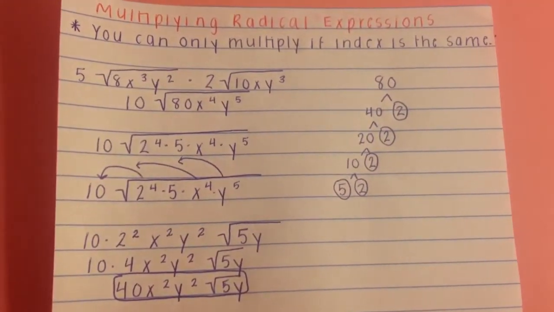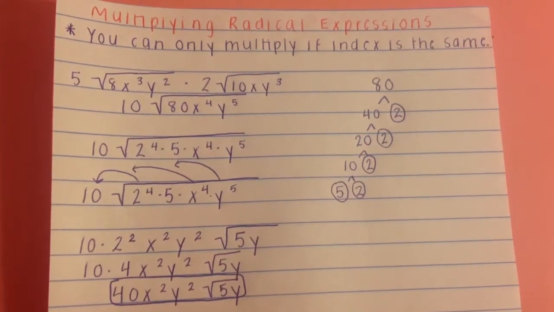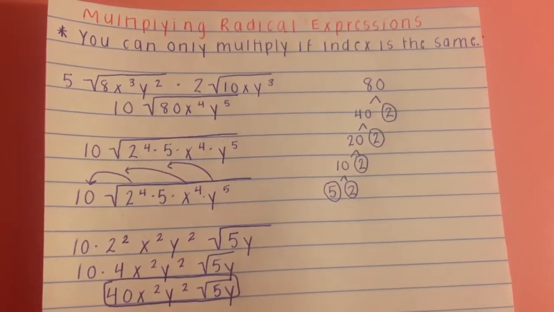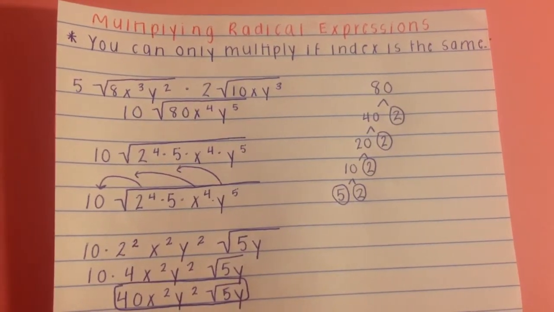Next, we'll look at multiplying radical expressions. Now, you can only multiply if your index is the same, so that's a common mistake. You have to make sure that the index is the same before you start multiplying.